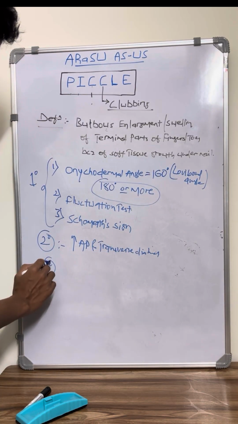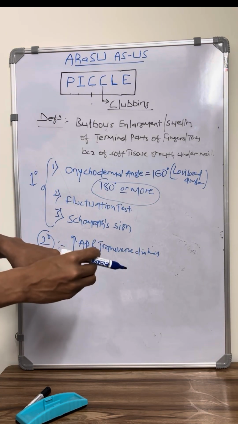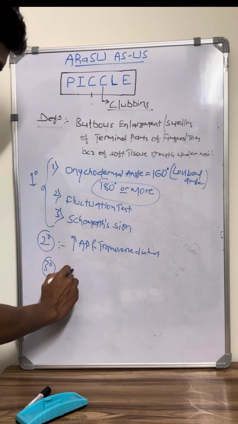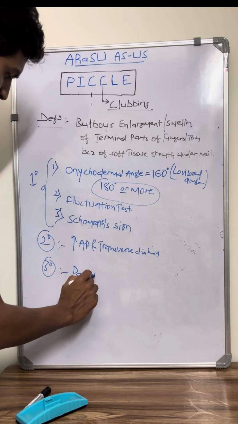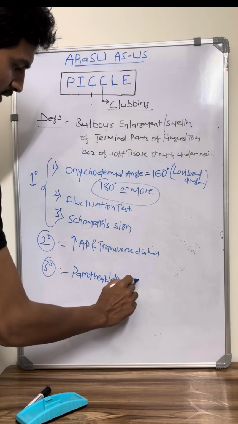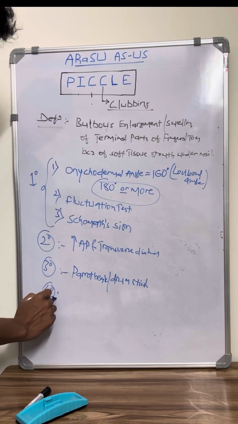In grade 3 clubbing, further increase in the soft tissue will give the appearance of bulbous enlargement, which might look like a parrot beak or drumstick appearance. Then comes grade 4.